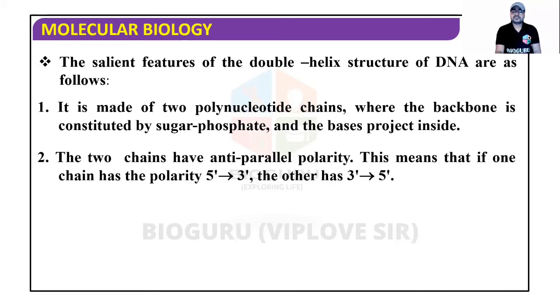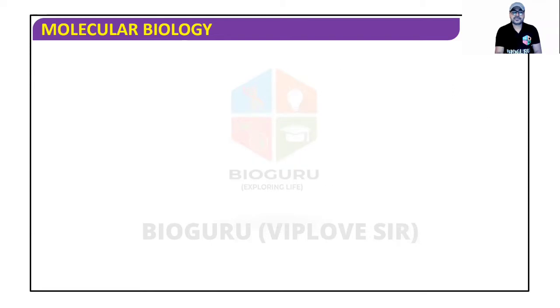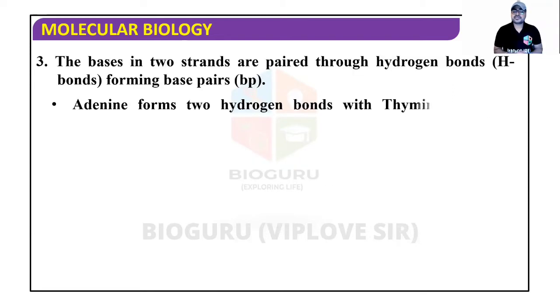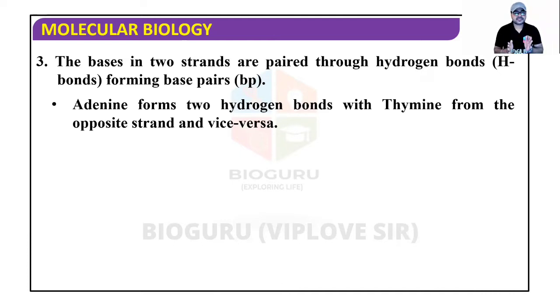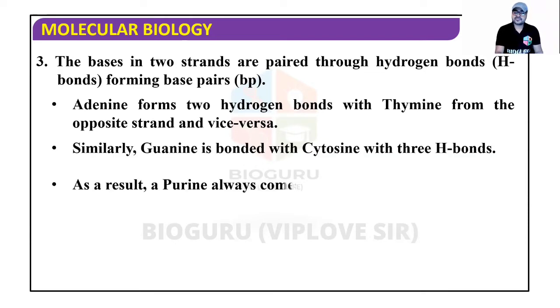This means that if one chain has the polarity 5' to 3', the other has 3' to 5'. And the bases in the two strands are paired through hydrogen bonds. There are hydrogen bonds between the bases A and T, G and C. There are double hydrogen bonds between adenine and thymine, and triple hydrogen bonds between guanine and cytosine. Adenine forms two hydrogen bonds with thymine from the opposite strand and vice versa.